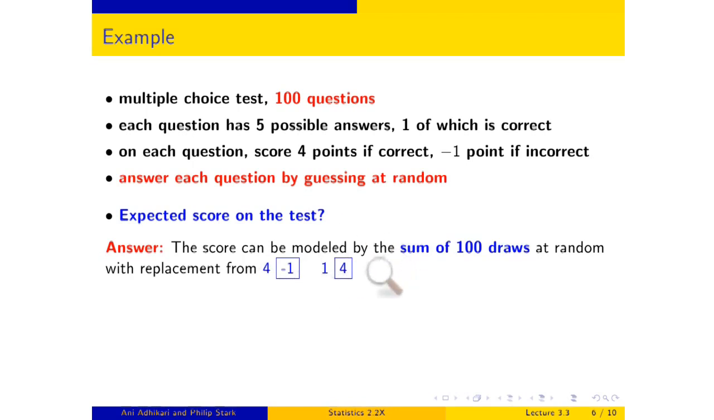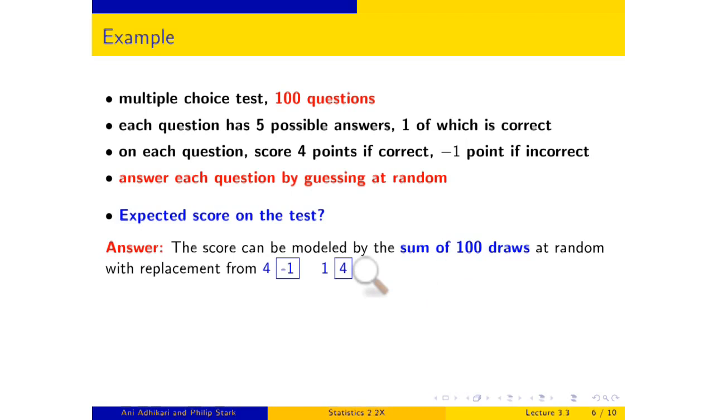So when you draw from this box, you have a 1/5 chance of getting the 4 and a 4/5 chance of getting the -1. So this represents what's happening on a single question. You do that 100 times independently and then add up, and that's a model for the score on your test. So what do you expect it to be? Well, we now have a machine. The expected value of the sum of the draws is the number of draws times the average of this box.